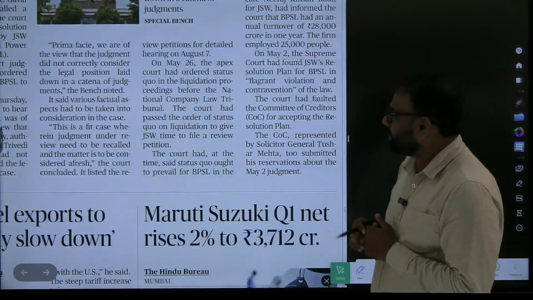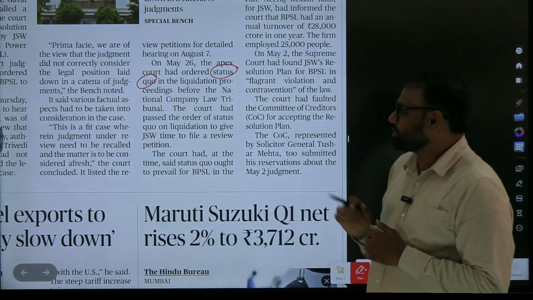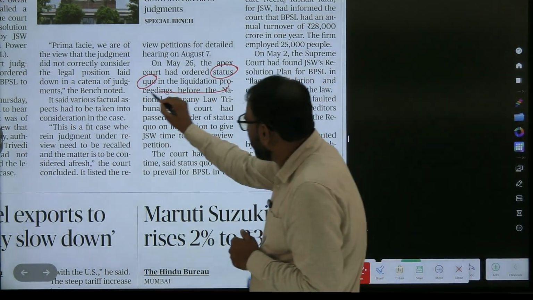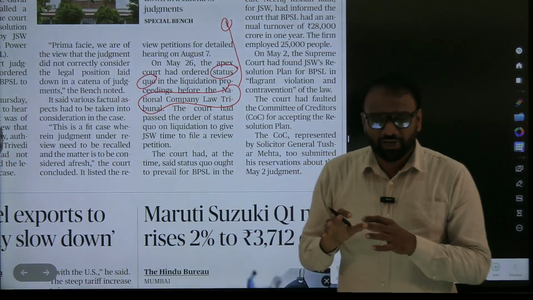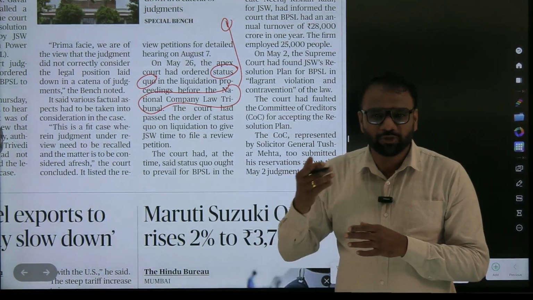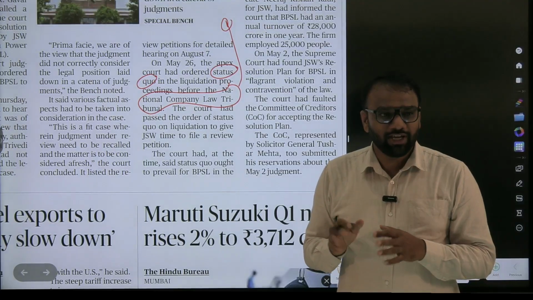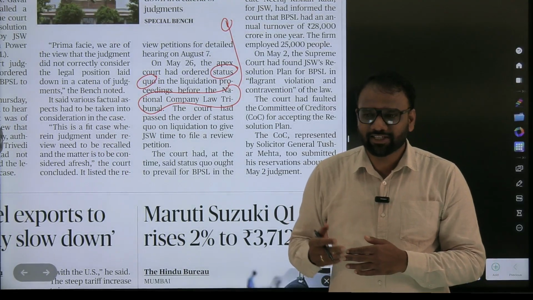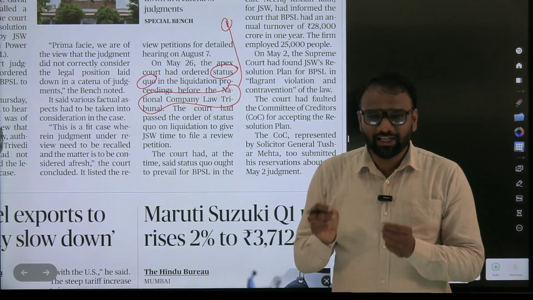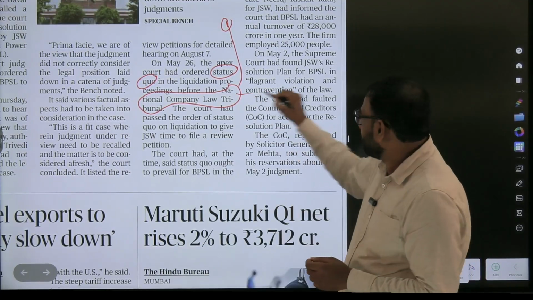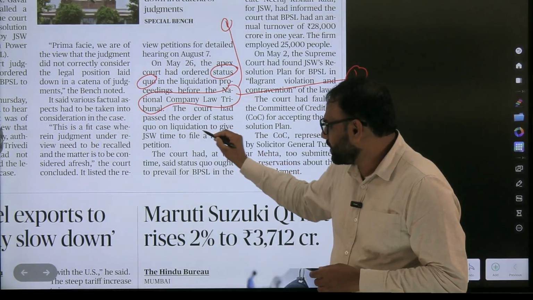On May 26, the Apex Court had ordered status quo, important, in the liquidation proceedings before the National Company Law Tribunal. This is very important. Now the question we are supposed to ask ourselves is whether it is a constitutional body. No, it is not a constitutional body. If it was a constitutional body, we would have discussed it while discussing polity. Is it a statutory body? Whether any act exists for the National Company Law Tribunal, and if yes, which is the act? We have to search for that act. So this is important.